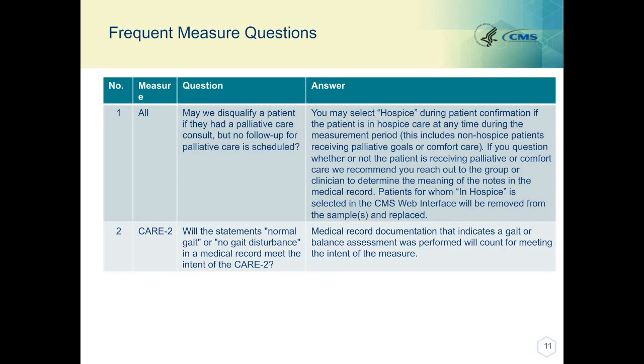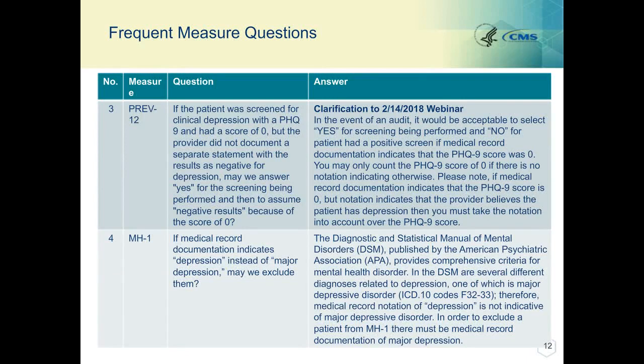Question 2 is in regard to the CARE 2 measure. Will the statements normal gait or no gait disturbance in a medical record meet the intent of CARE 2? Medical record documentation that indicates a gait or balance assessment was performed will count for meeting the intent of the measure. Could we go to slide 12, please? Thank you.